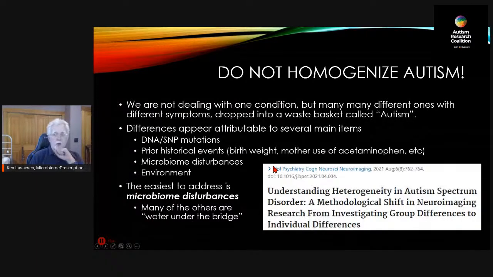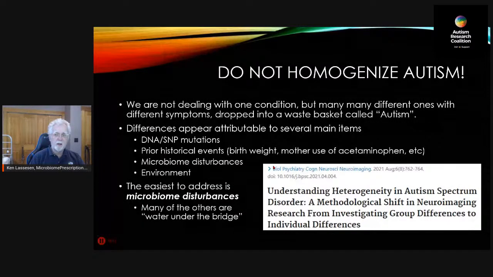First thing, dealing with autism: don't homogenize autism. And that is a bit of a nightmare because it makes things more complicated.